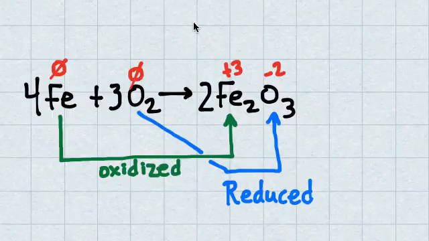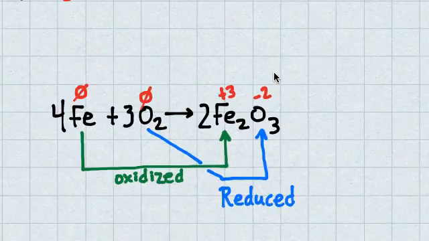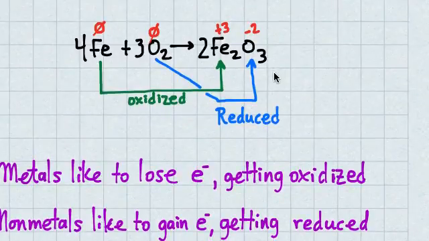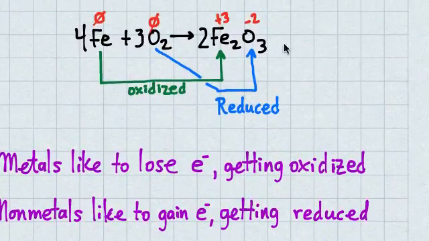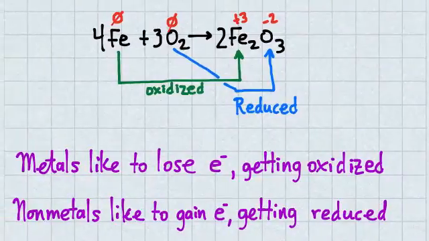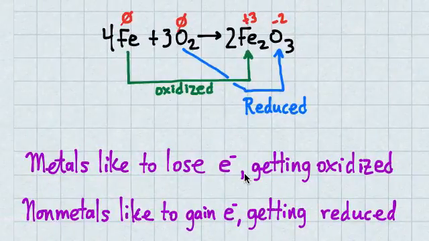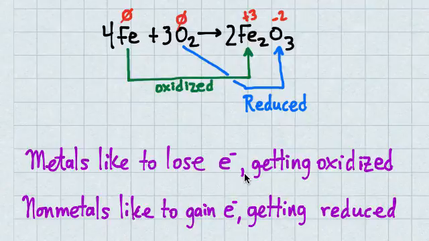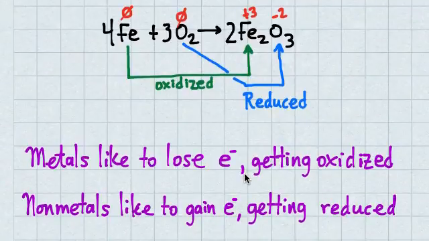Is going from a 0 to a negative 2 a reduction? Yup. So the nonmetals like oxygen like to get reduced, and the metals like to get oxidized. And you can remember that too. If you can, you should. Try it. Metals like to lose electrons, non-metals like to gain electrons. It's just about that simple.